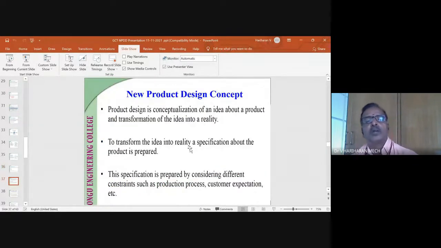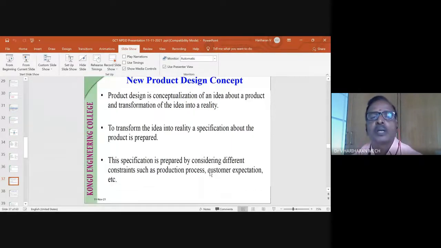The new product design component: product design is the conceptualization of an idea about a product and the transformation of the idea into a reality. Already I told you, to transform the idea into reality, a specification about the product is prepared. That is also already told. The specification is prepared by considering different constraints such as product process, customer expectation, etc. So here the product production process is also very important. Customer expectation is also important.